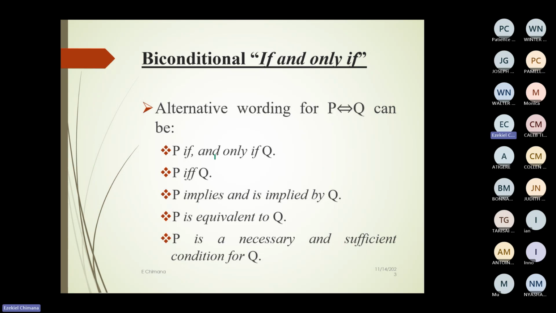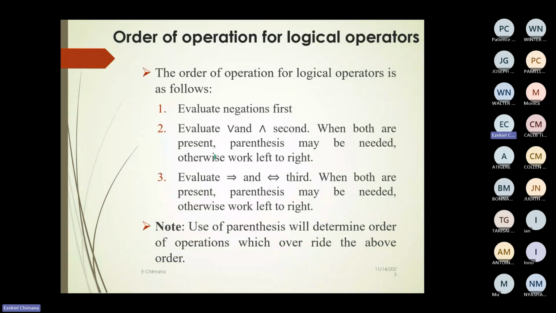Okay, so alternative wording for if and only if can be: P if and only if Q, or P iff Q; P implies and is implied by Q; P is equivalent to Q; or P is a necessary and sufficient condition for Q. So those are some alternative wordings that can be used.